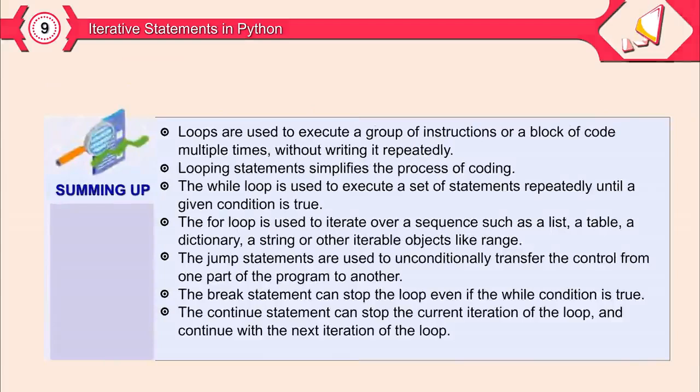Summing up, loops are used to execute a group of instructions or a block of code multiple times without writing it repeatedly. Looping statements simplify the process of coding. The while loop is used to execute a set of statements repeatedly until a given condition is true. The for loop is used to iterate over a sequence such as a list, a tuple, a dictionary, a string, or other iterable objects like range. The jump statements are used to unconditionally transfer the control from one part of the program to another. The break statement can stop the loop even if the while condition is true. The continue statement can stop the current iteration of the loop and continue with the next iteration of the loop.